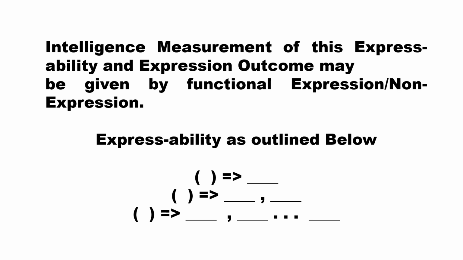The measurement of intelligence is given with this expressibility and expression outcome, given also by functional expression and non-expression. This is how we get our measurement of so-called intelligence and expressibility. And here we have the outline below, singular objects giving multiple single and paired objects. This is a part of the expressibility measurement for intelligence. In the following slides, I'll give more information.